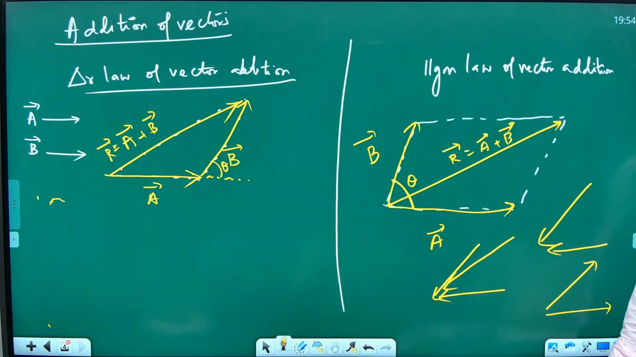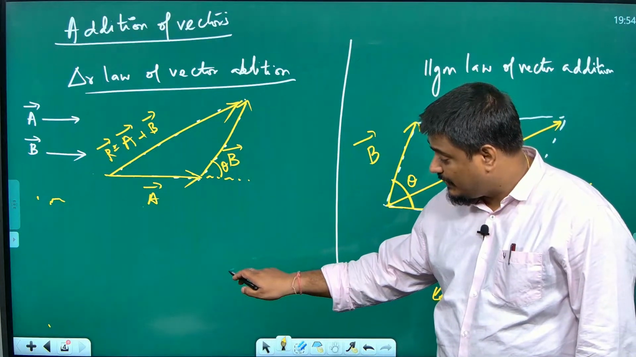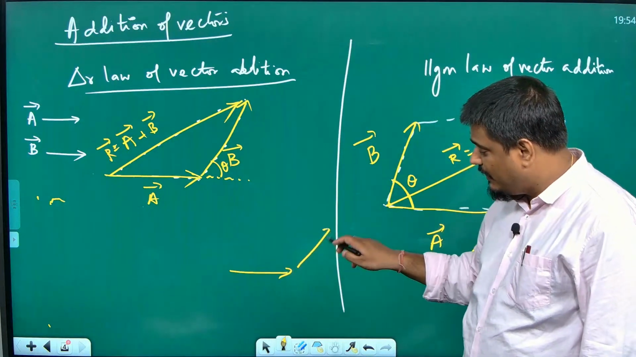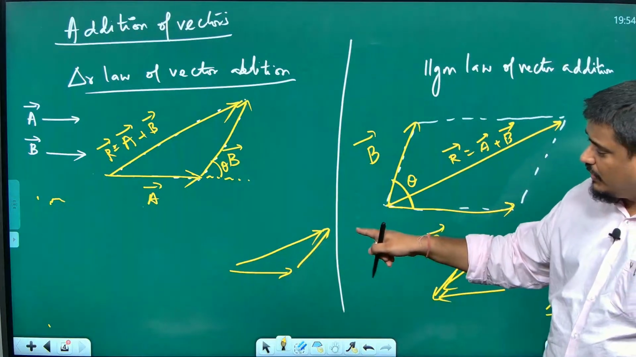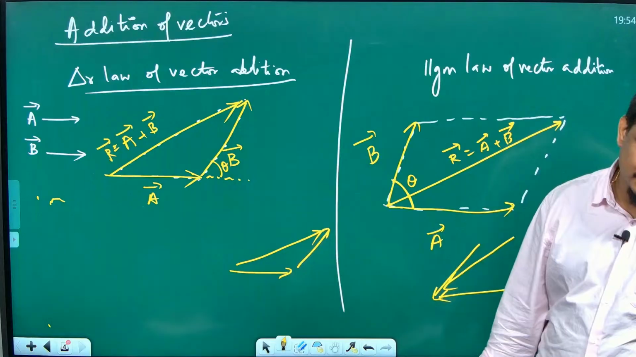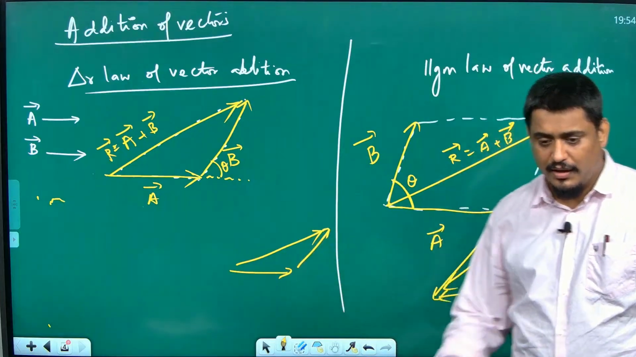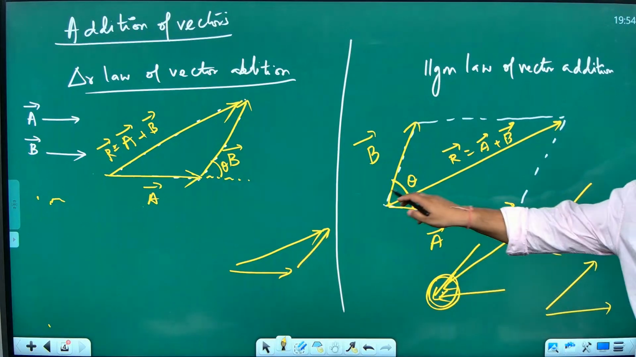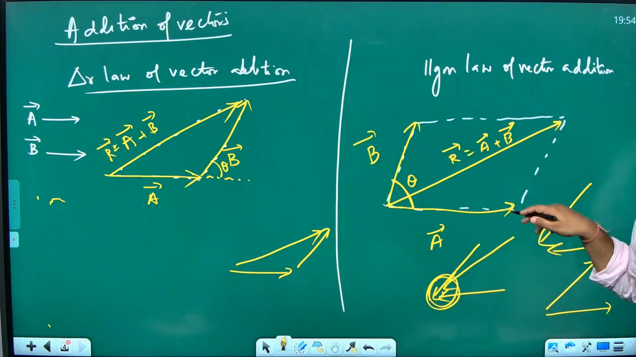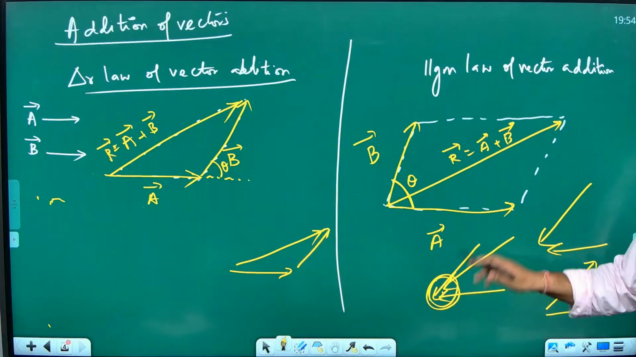For the triangular law, we have to keep tail to head, then tail to head, and head to tail, it should come like that. So if you are going in one order, the resultant should have the opposite order. That is the logic of the triangular law. Here if you are having the starting point as tail, it should be tail always. See this, tail, tail and tail. If it is head, head, head and head.